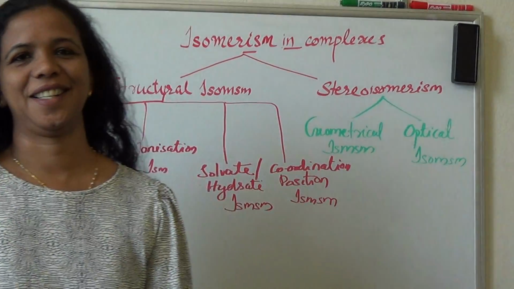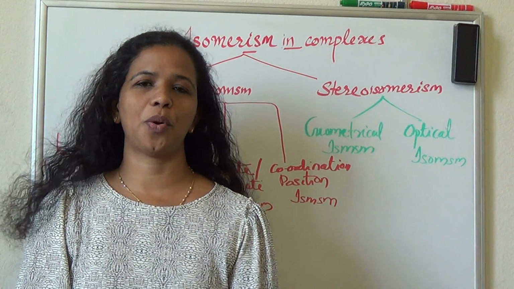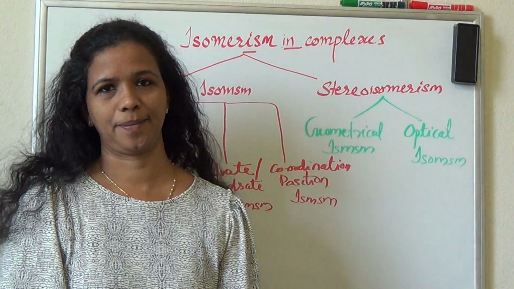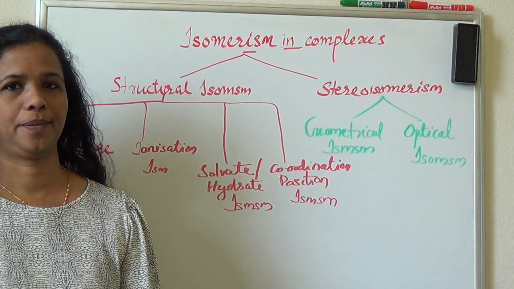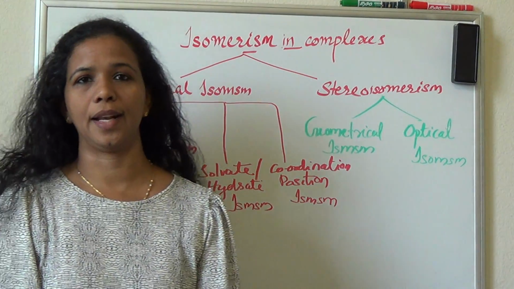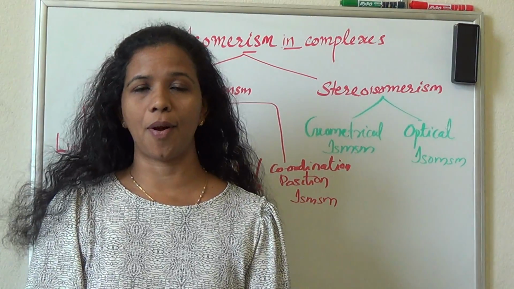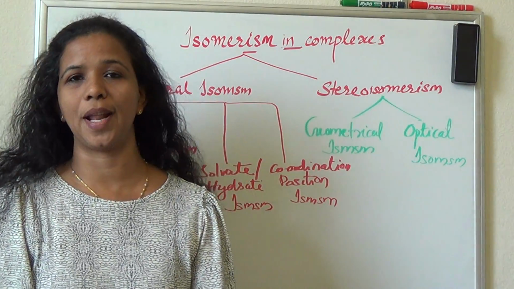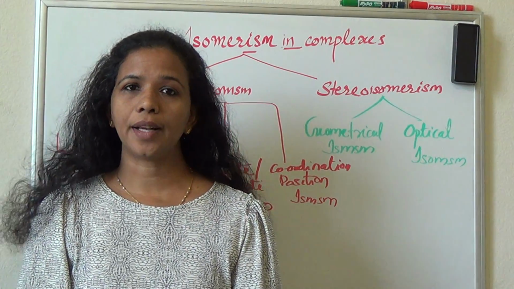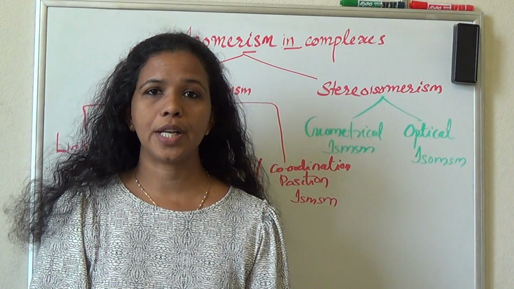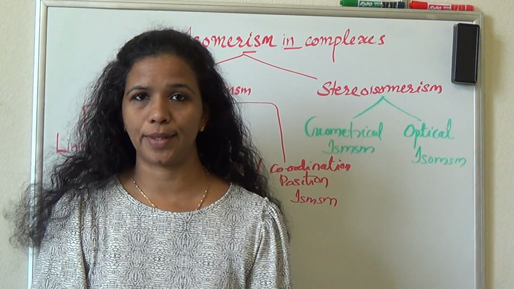Welcome to today's section. Today we will study isomerism shown by coordination complexes. What is meant by isomerism? As we all know, isomerism is the phenomenon of existence of compounds with the same molecular formula and different structural formula. Like organic compounds, coordination complexes also exhibit different types of isomerism.